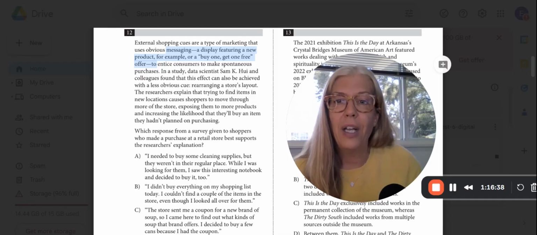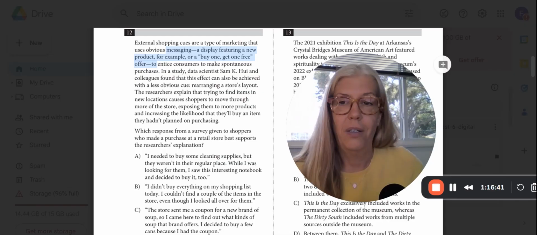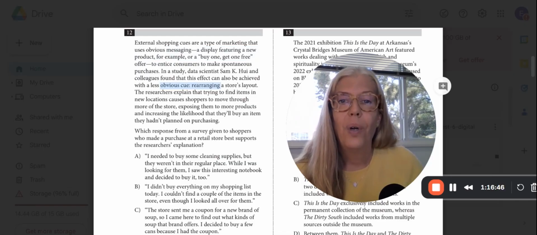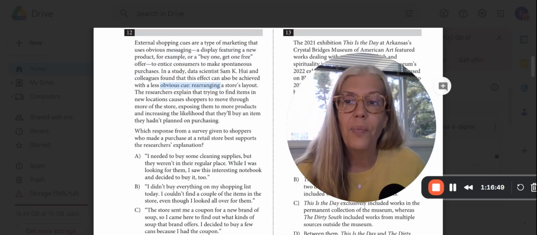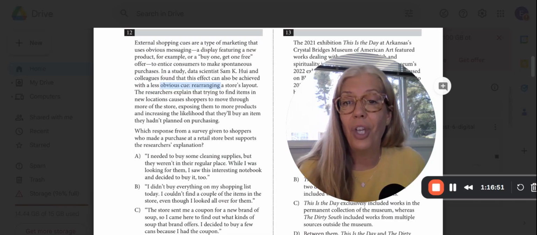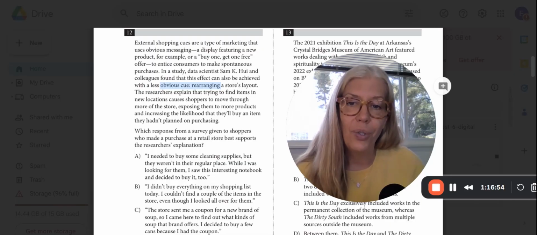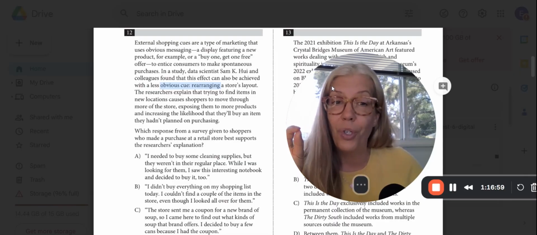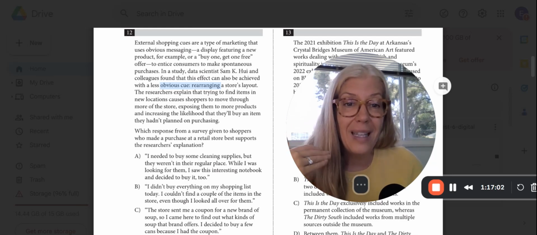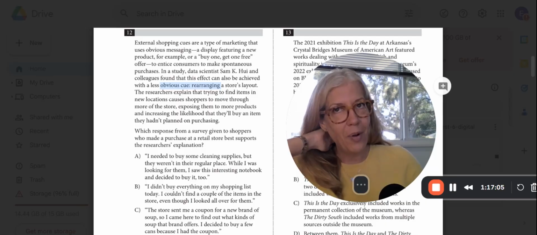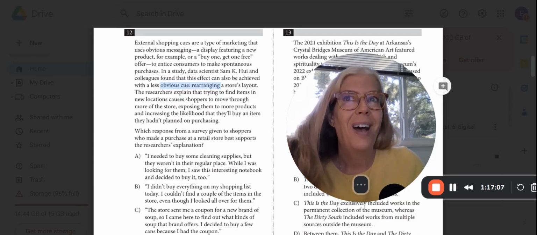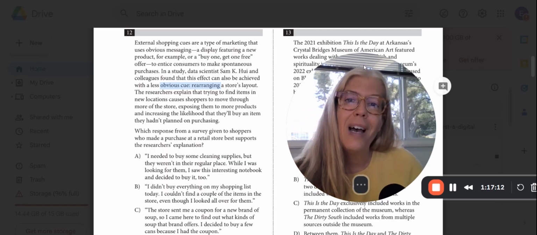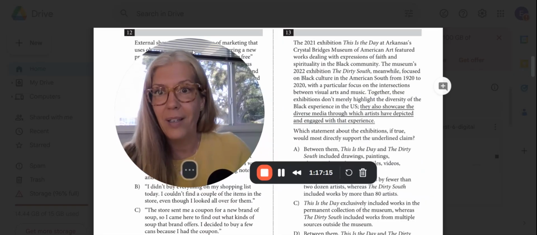Here's the other thing that I don't want to move on without pointing at, for example. So this effect can also be achieved with a less obvious cue. For example, rearranging a store's layout. Like, I absolutely cannot move on without making sure that you saw that those were two things in there. I need you to start seeing them every single time. And maybe you were yelling at me through the camera that you saw them. Don't think I didn't see them.